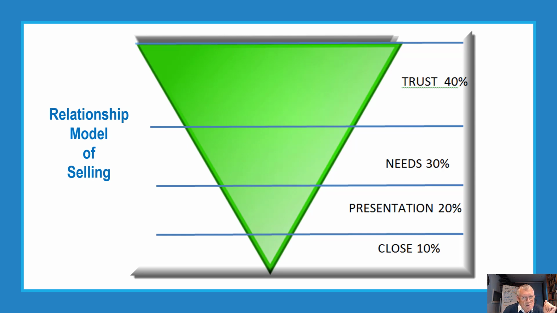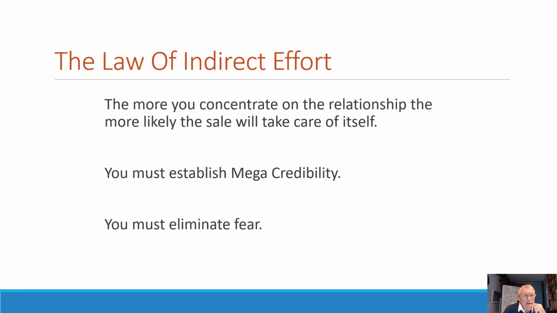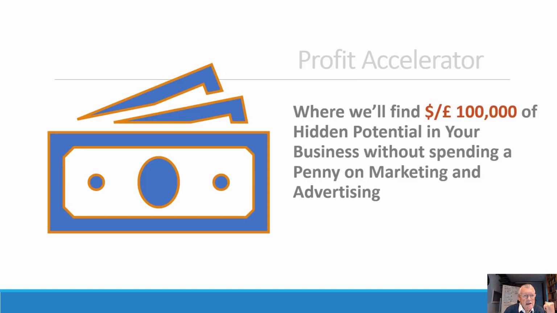So the trust element's 40%, the needs and wants is 30%, the presentation then becomes 20%, and the close becomes 10%, which is why we can then say that the law of indirect effort is that the more you concentrate on the actual relationship with the prospect, the more likely the sale will take care of itself. And you do that by establishing mega credibility to overcome the fear element and establish trust. And basically, unless you can actually overcome fear and establish trust, then you're not really going to get much further in the sales process. So I hope you found that interesting.